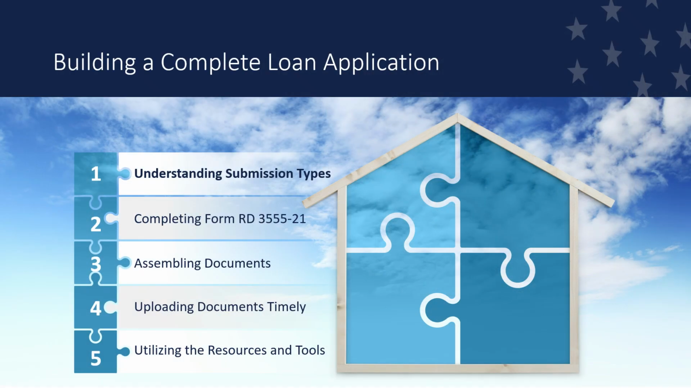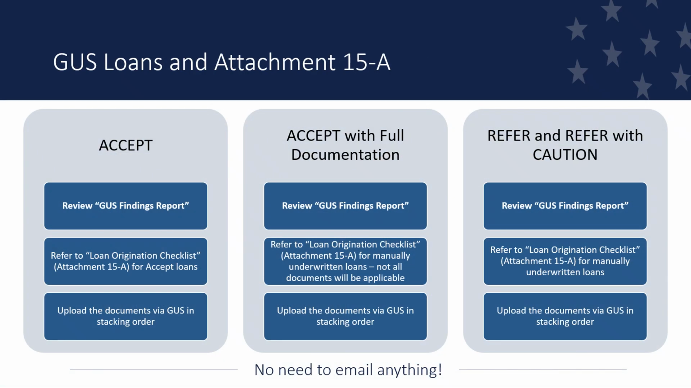The first step to building a complete loan application is understanding submission types. It's important to know the different types of applications so you know what documents are required to be submitted to Rural Development based on the GUS underwriting recommendation. GUS loans that receive an accept underwriting recommendation generally require a minimal submission of documents.